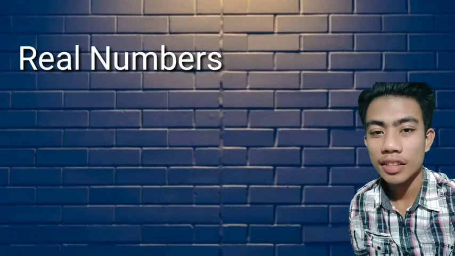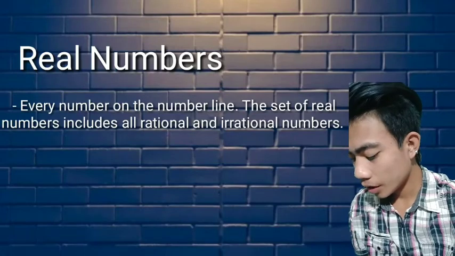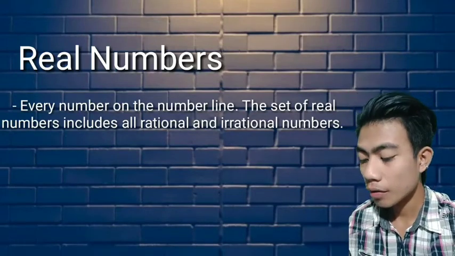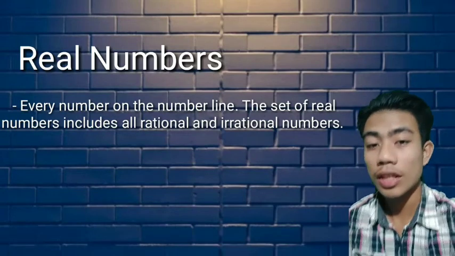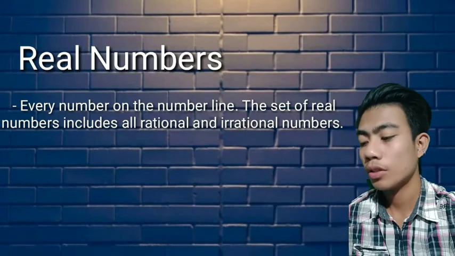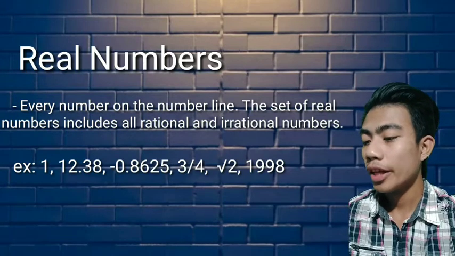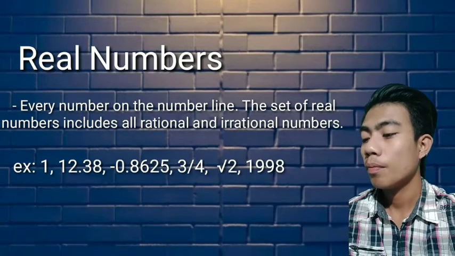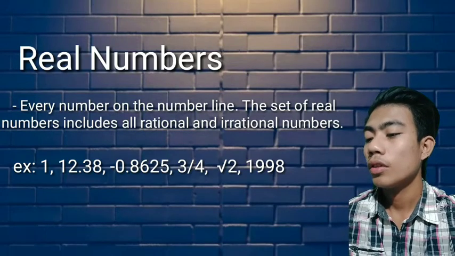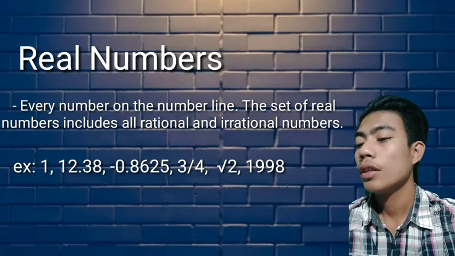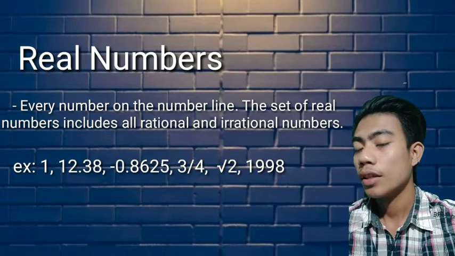Next are the real numbers, which are every number on the number line. The set of real numbers includes all rational and irrational numbers. Examples: 1, 12.38, negative 0.8625, 3/4, square root of 2, and 1998.